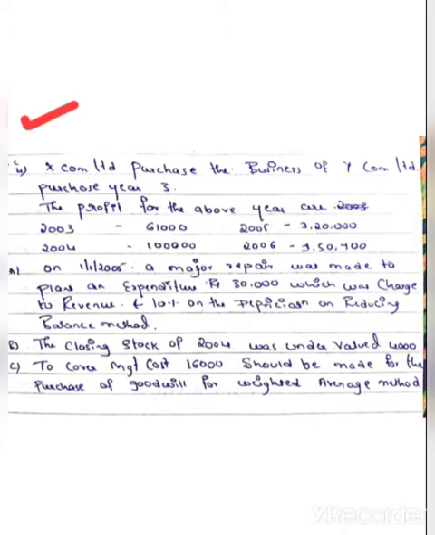Then 3 adjustment points are given. First point: on 1/1/2005, meaning January 1, 2005, a major repair was made to the plant and expenditure of rupees 30,000, which was charged to revenue. Here, plant expenditure means repair-related, normal routine expenditure, for example when plants are destroyed by fire, etc. So that plant repair expenditure amount is rupees 30,000, charged on a revenue basis.